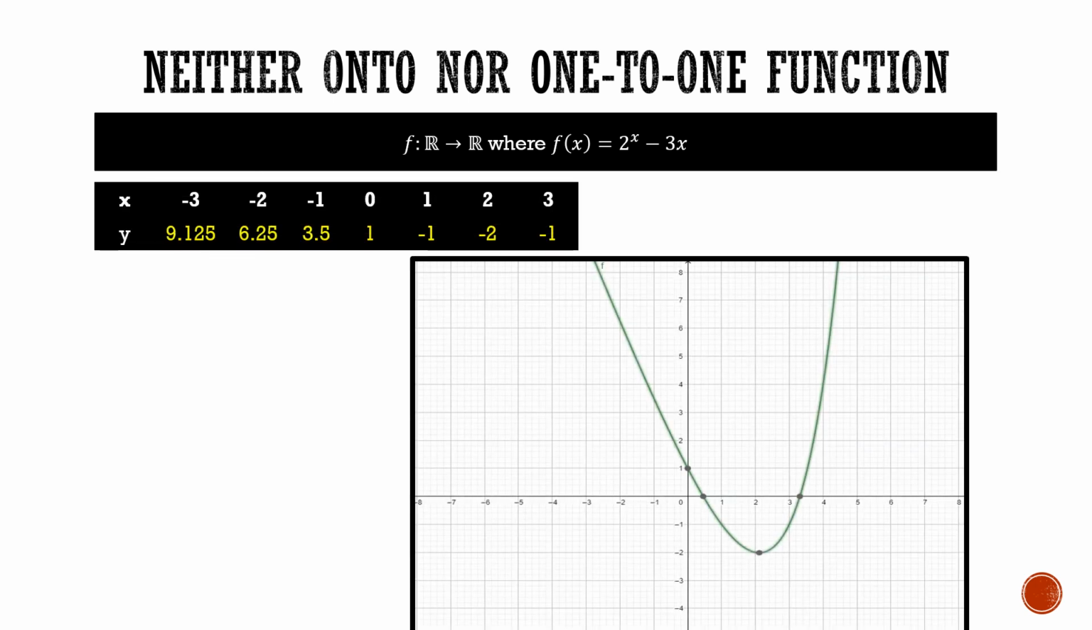And our last example is here, the mapping of f from real numbers to real numbers where f of x is equal to 2 raised to x minus 3x. It is neither one-to-one nor onto function because there are elements of x that have the same image in y and not all possible images in y were used.